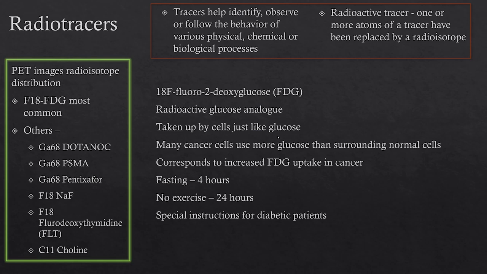Because this is a radioactive analog of glucose, we typically ask oncologic patients to fast for about 4 hours. We prefer patients not to exercise within about 24 hours of the scan. Increased exercise will result in increased muscle uptake, which can compromise the study. Because, again, this is the glucose metabolic pathway, diabetic patients who have impaired glucose metabolism have special instructions for PET scans with FDG.